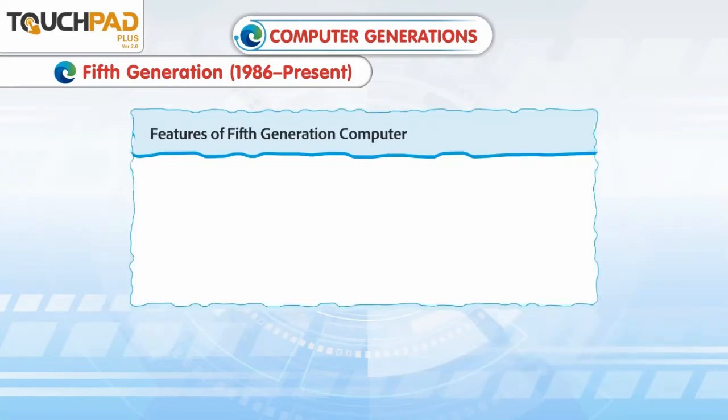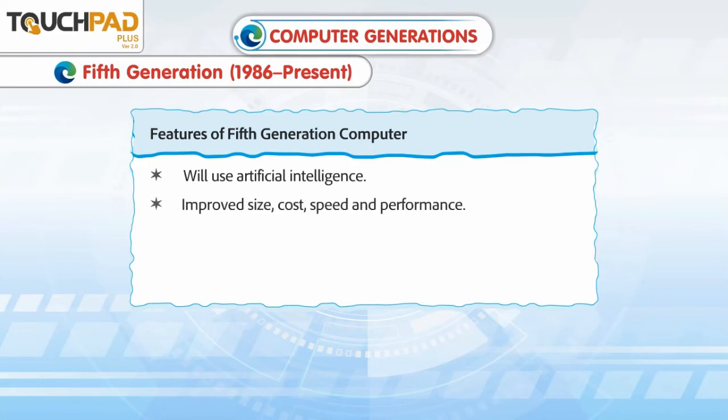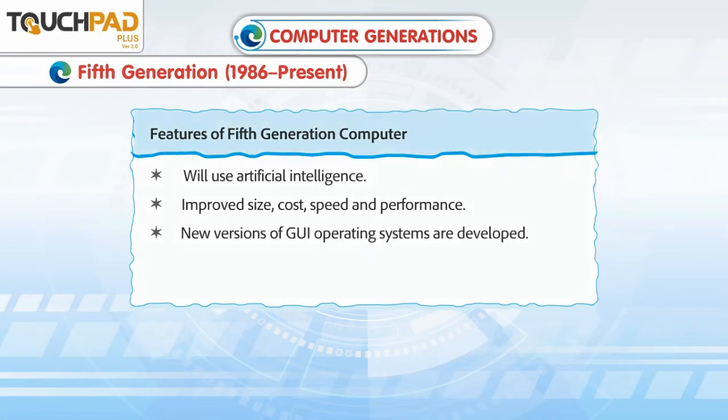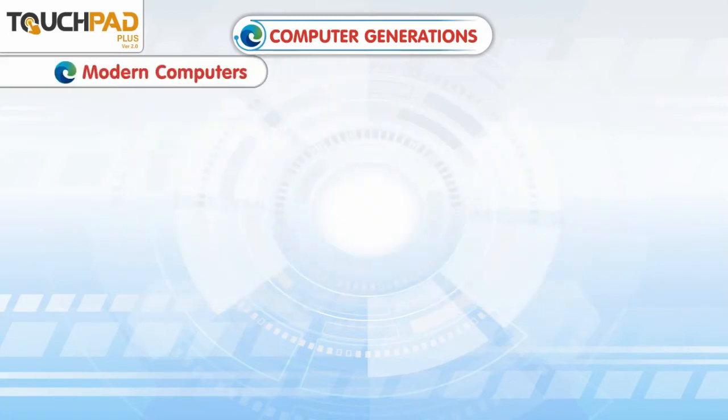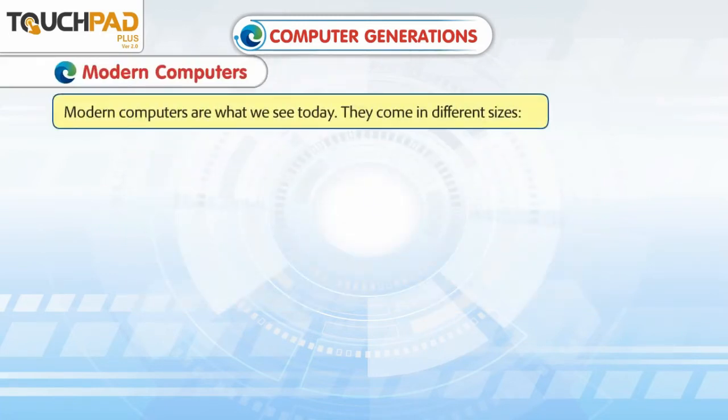Features of fifth generation computer: will use artificial intelligence, improved size, cost, speed, and performance. New versions of GUI operating systems are developed. Modern computers. Modern computers are what we see today. They come in different sizes.